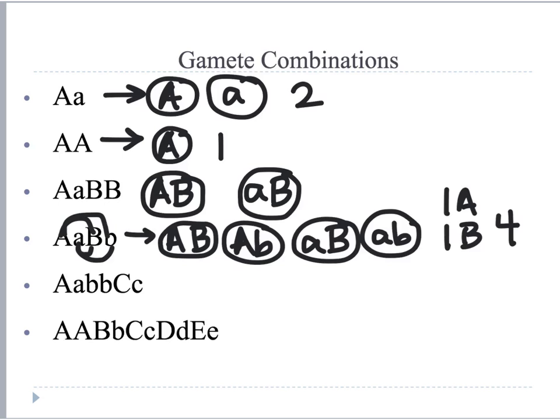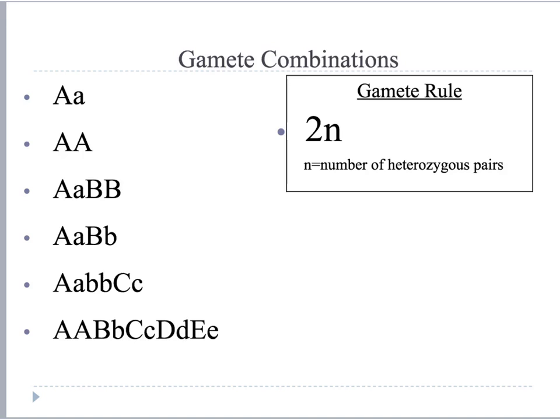You can see with our larger genotypes, where we have a trihybrid or even more genes than that, it gets a little cumbersome to figure out how many gametes you need to have. So of course we're going to have a rule to help us out with this. It's called the gamete rule, and it's 2 to the n, with n being the number of heterozygous pairs. So in the case of this genotype right here, we have 2 heterozygous pairs. That is 2 to the second power. That is 4, which means we can expect 4 gametes from that.